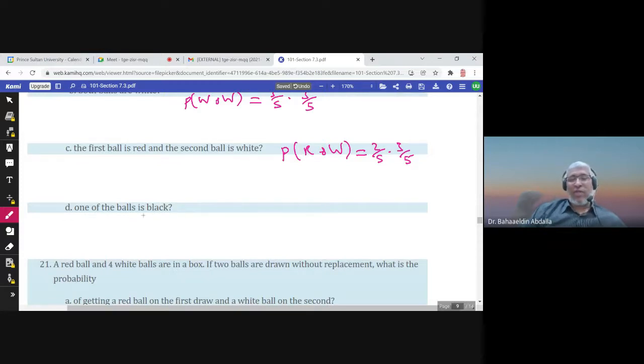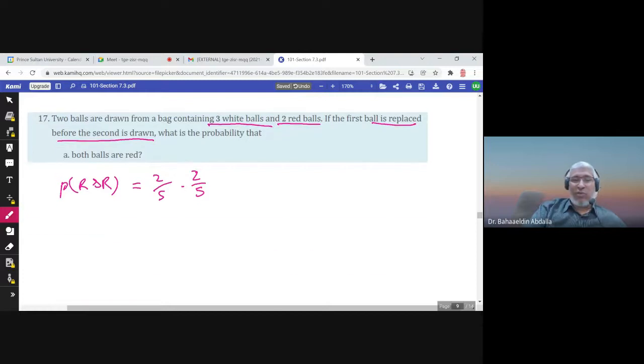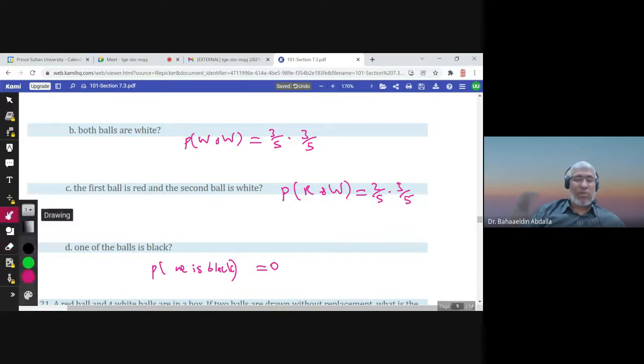One of the balls is black. Do we have black balls? Oh, there are no black balls. So the probability of black, one is black, is 0, because there are no black balls. So this is an impossible event.